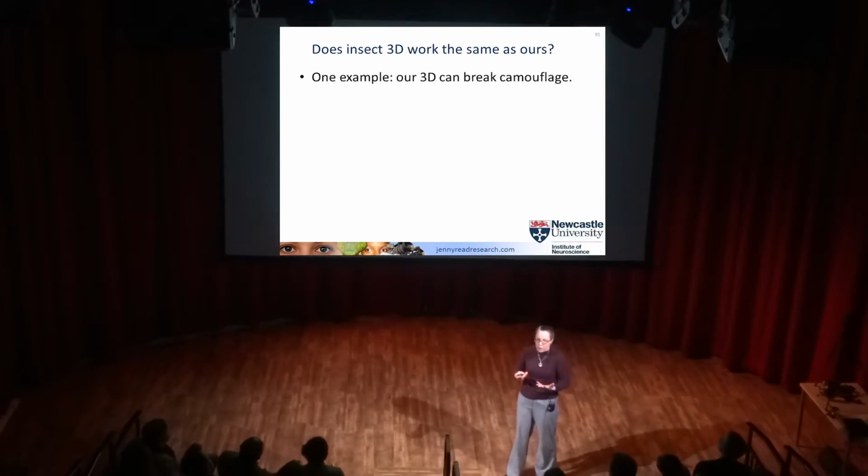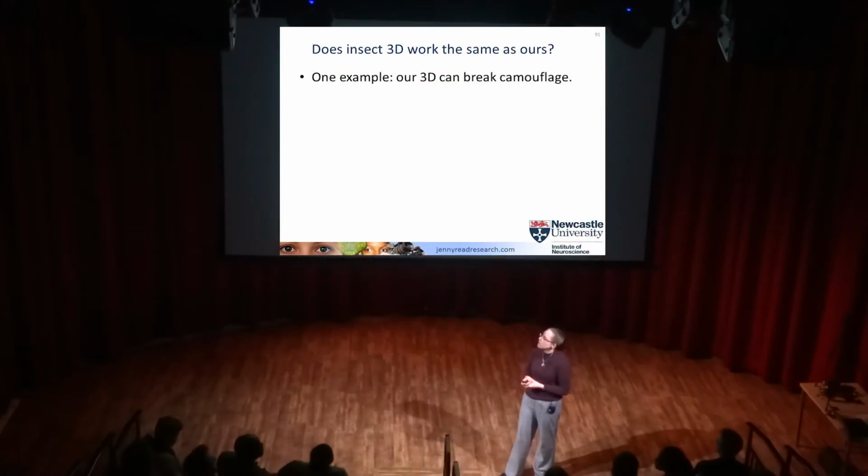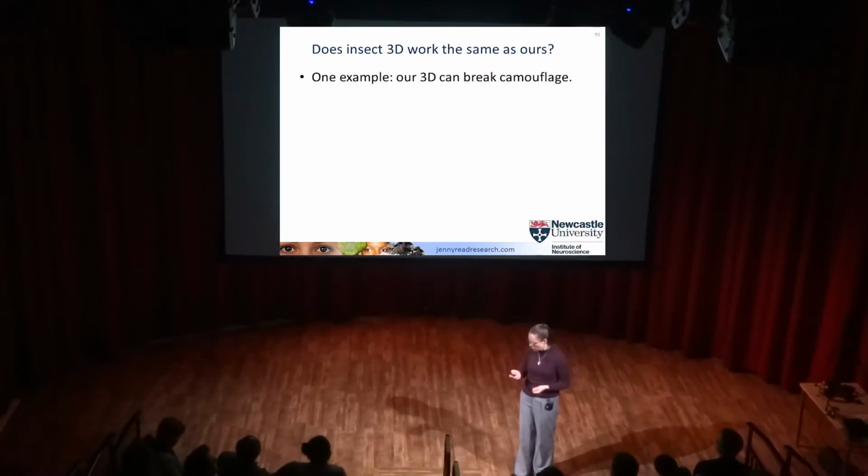So that's all great, and now we can move on to ask the questions that really interest me about 3D vision. And one of them that we're trying to understand is, can insect 3D break camouflage like human 3D can? What do I mean by that?